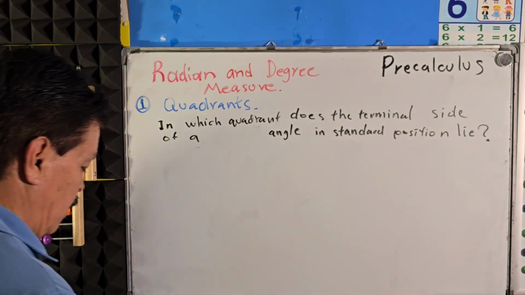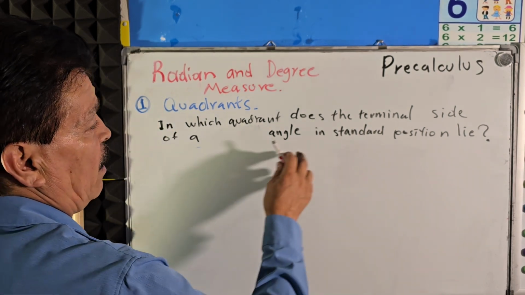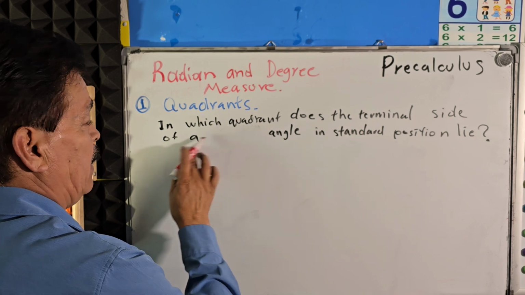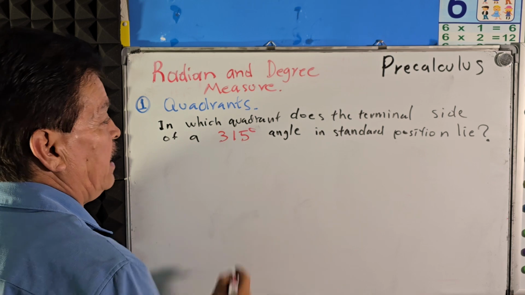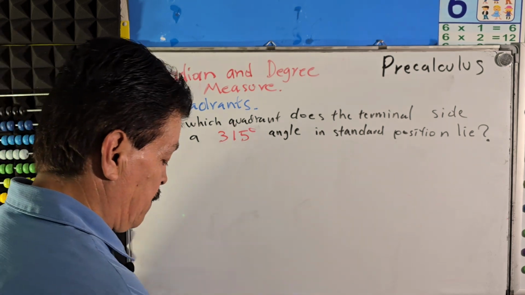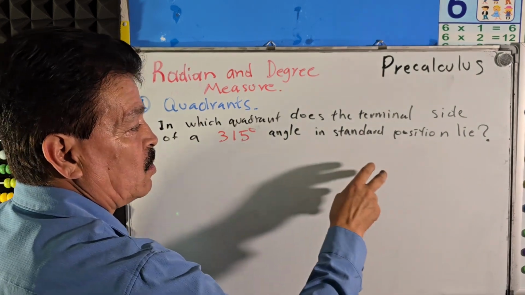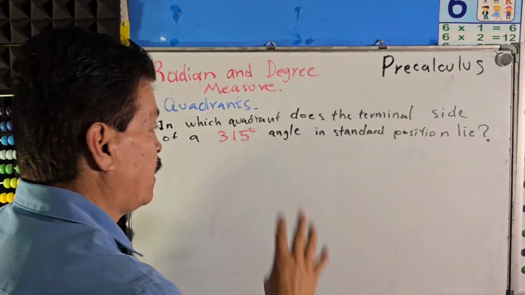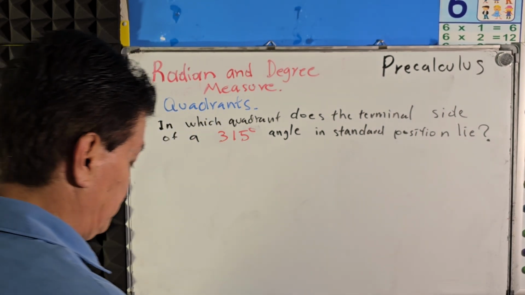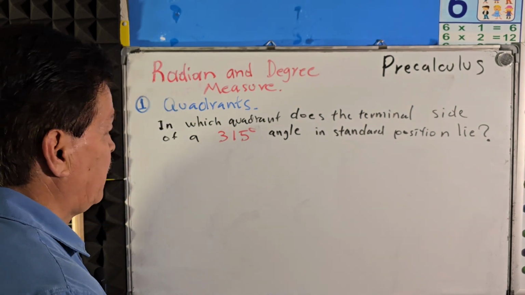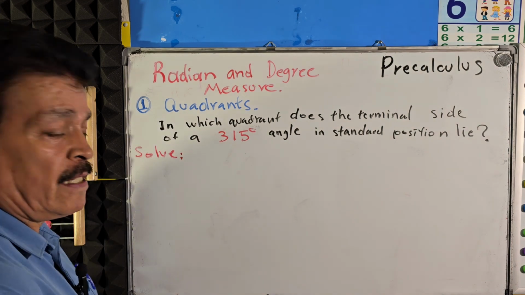Let's write another problem. Let me write here. In which quadrant does the terminal side of a different angle, 350, in standard position lie? Again, we have quadrant 1, quadrant 2, quadrant 3, and quadrant 4. Okay, 4 quadrants. How do we solve our problem here? Let me write down the solution. So, write some ideas here.